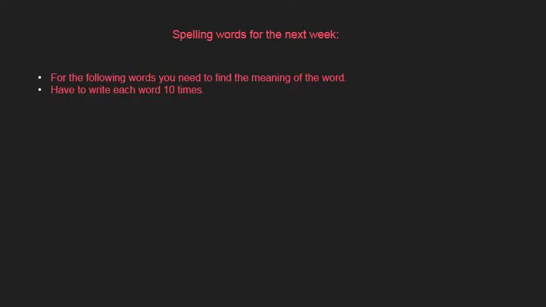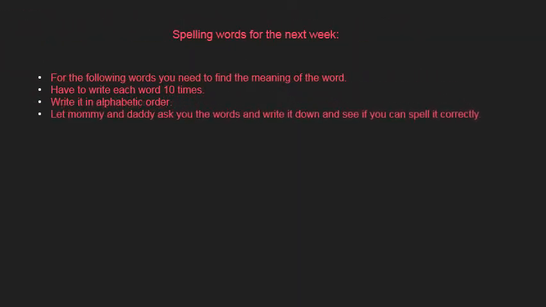You also have to write each word 10 times. So for today, you can go and find the meaning of the word. Tomorrow, you can write each word 10 times, see if you still know the meaning of the word, and then you can write it in alphabetical order. And then lastly, your mom and dad can ask you the word, and then you write it like we do every Friday in our books. You can write the words down and see if you spell it correctly and give yourself a mark.